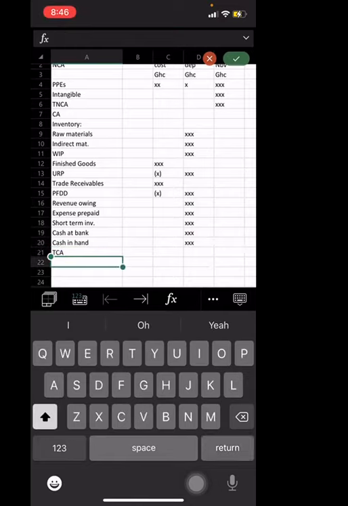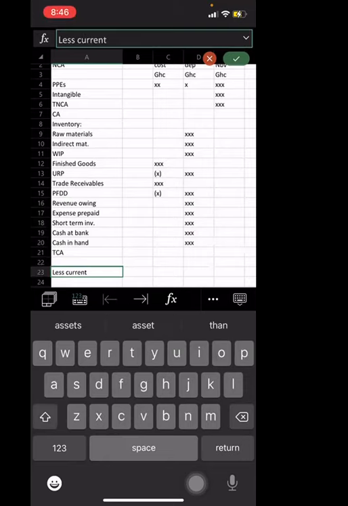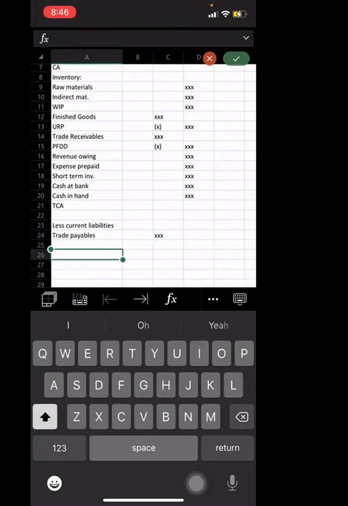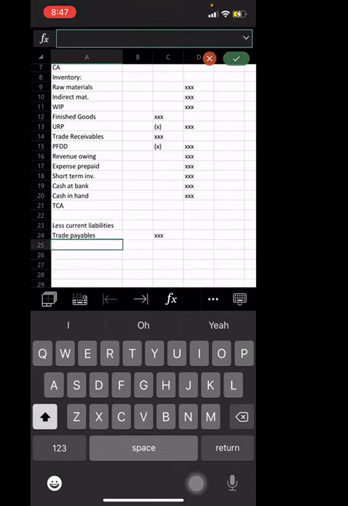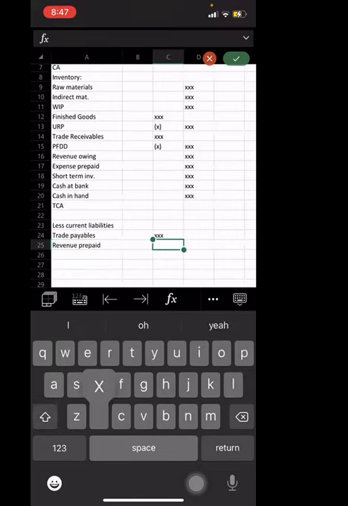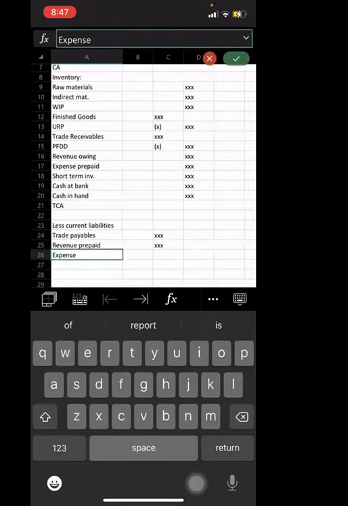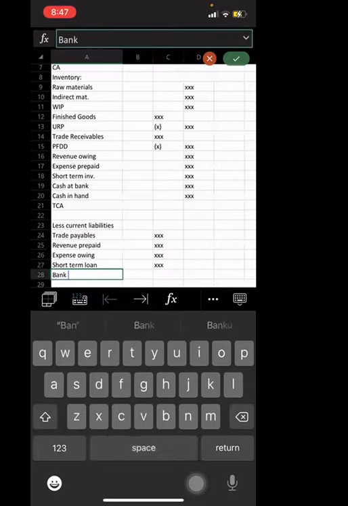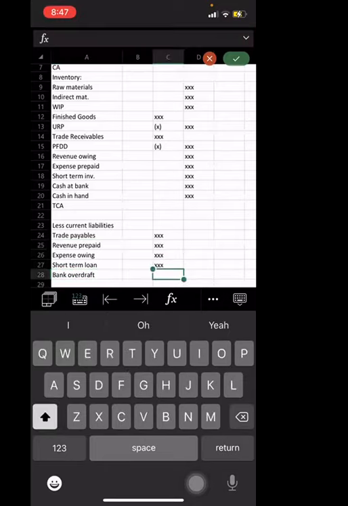Then less current liability. My current liabilities, we have trade payables. We have our figure here. We have revenue prepaid. All right, we have the figure here. We have expense. Excellent. Very good. We have the figure here. We have short-term loan. And the last one is bank overdraft. We have bank overdraft here as well.